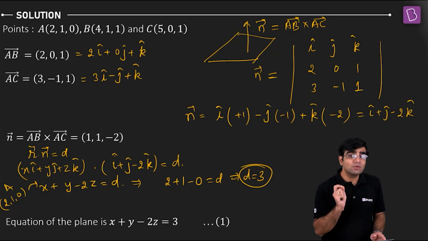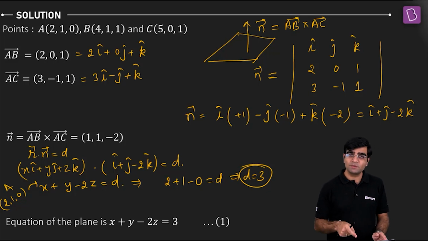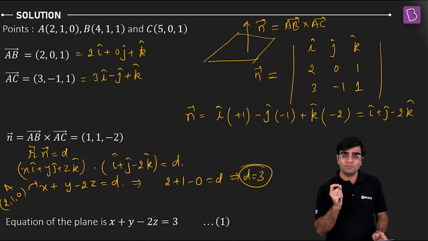That is the reason why I was saying you have to be quick. You first have to get the cross product, then you have to get the equation of the plane, and then we'll again apply the formula for the image, right? So you have to be very quick.